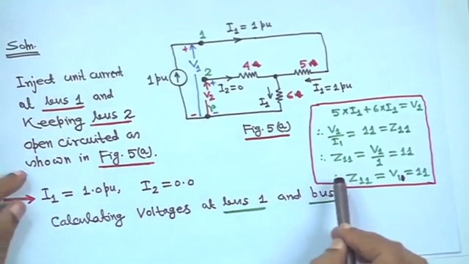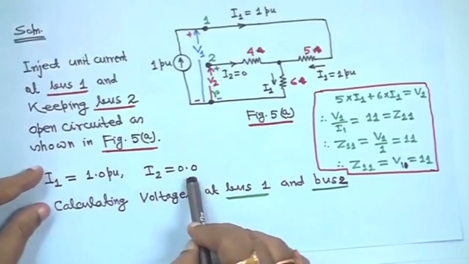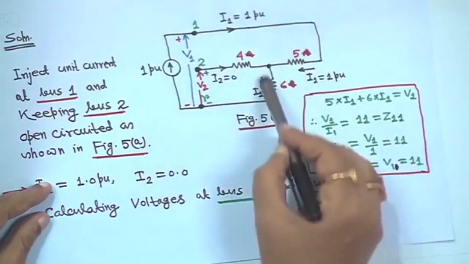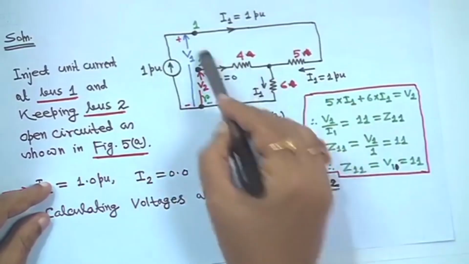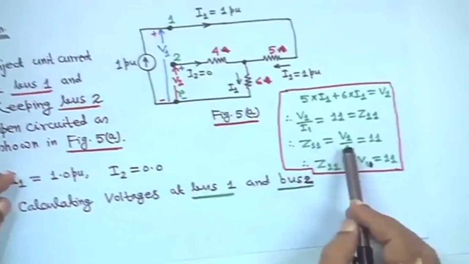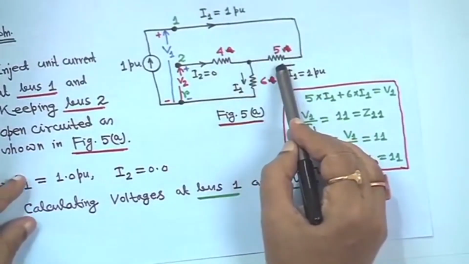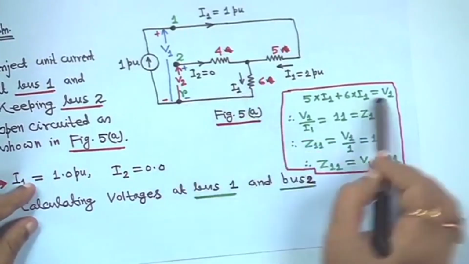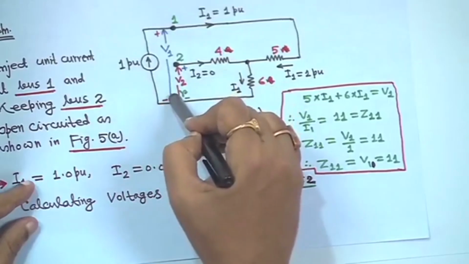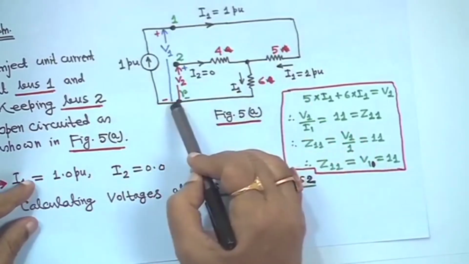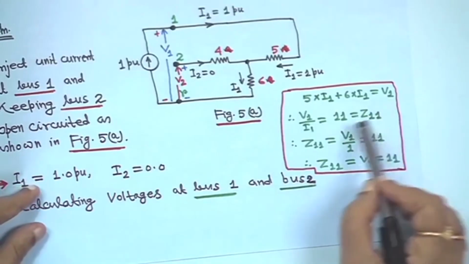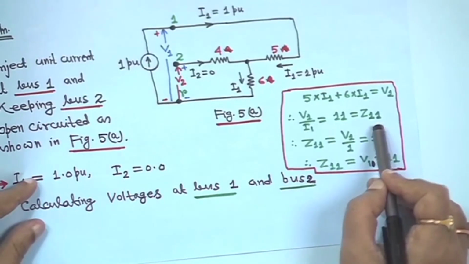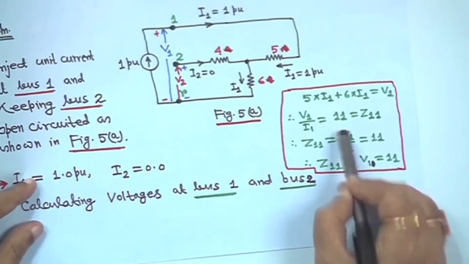Now, in this case I1 is equal to 1, I2 is equal to 0. What you do first is apply KVL in this loop first. If you do so, it will be I1 into 5 plus I1 into 6 is equal to V1, because the voltage here is V1. So, I1 into 5 plus I1 into 6 is equal to V1, that means V1 by I1 is equal to 11. So, V1 by I1 is nothing but Z11. So, Z11 is equal to 11.